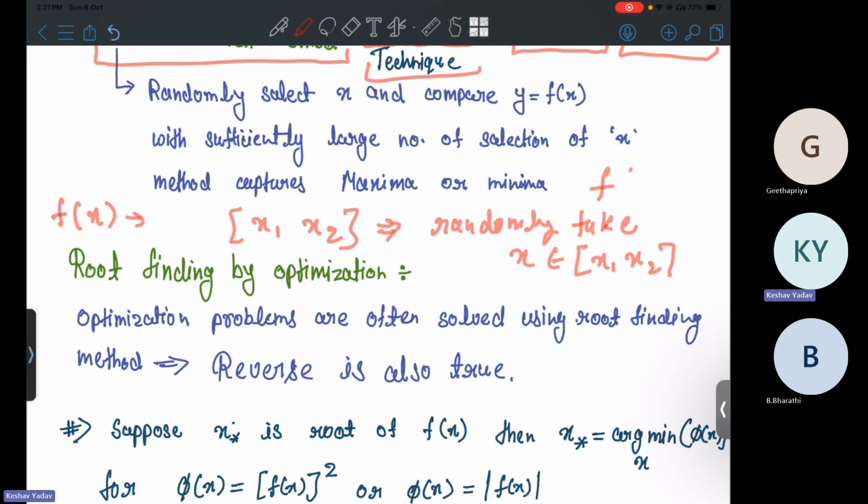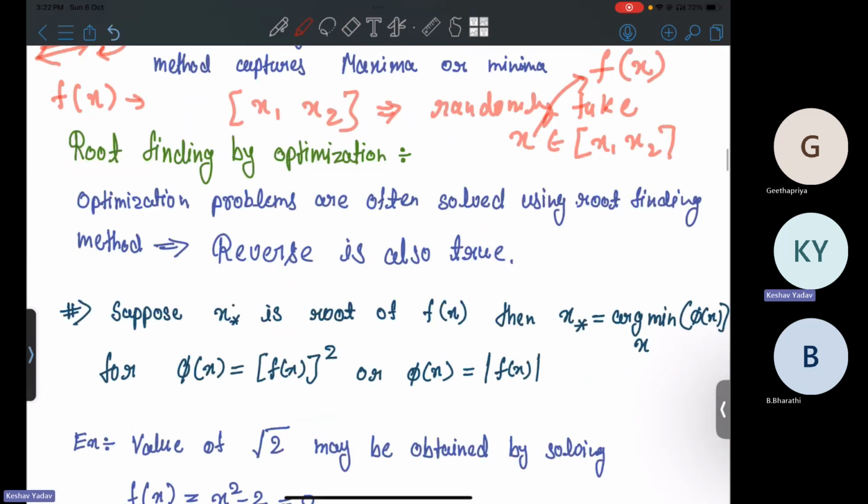Then we will find f of x corresponding to this value. And then again I will do that. And if the f of x that I have found is less than the f of x from the k minus 1th iteration, I will replace this x into my desired x. Like that I can find out the minimum value.